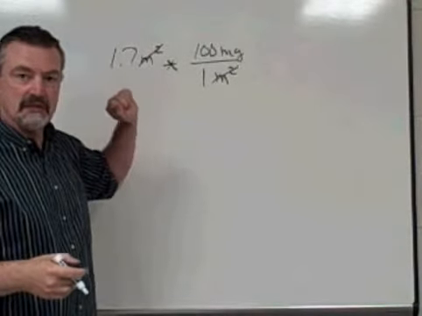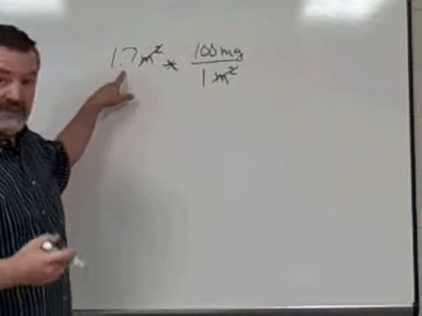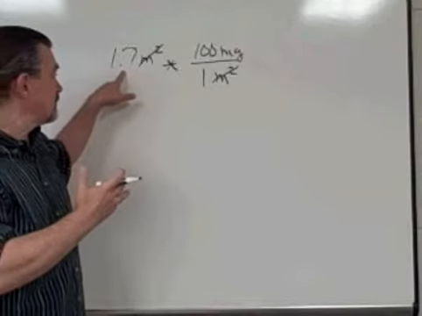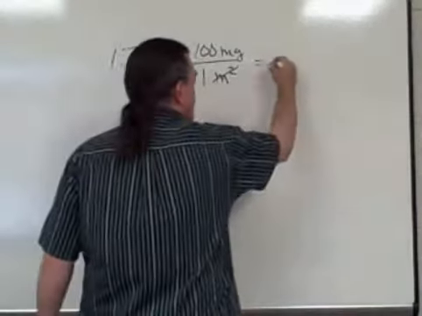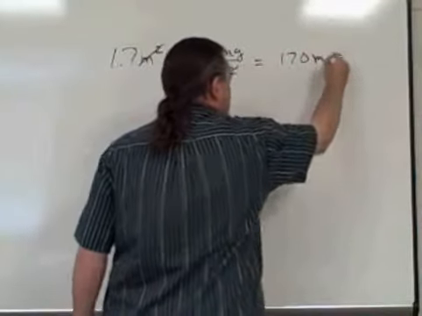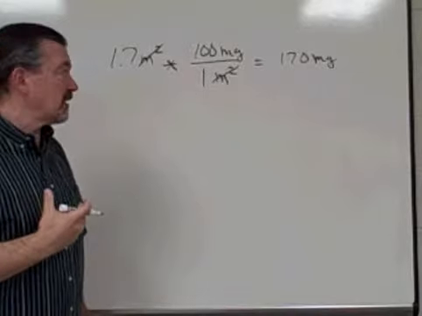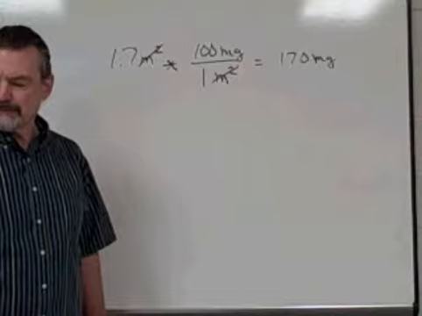1.7 times 100, remember the easy way to multiply by 100 is simply to move the decimal point of the other factor 2 places to the right. So if we move this decimal point 2 places to the right, that would give us 170 milligrams as the amount of drug this patient should receive. And that's our answer for Part A.